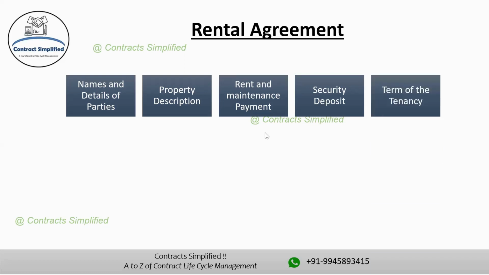The fifth one is term of the tenancy. Clearly state the start date and end date of the lease or rental agreement. Mention the lock-in period, if any. Include provisions for renewal or termination. Also mention the rate of increase in the rent. If the rental agreement is for more than 11 months, this needs to be registered.